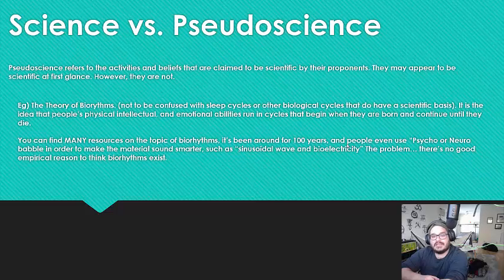So pseudoscience refers to the activities and beliefs that are claimed to be scientific by the proponents. They may appear to be scientific at first glance, however, they are not. So, for example, the theory of biorhythms, and this is not to be confused with sleep cycles or other biological cycles that do have a scientific basis. The circadian rhythm is a scientifically proven phenomenon. It is the idea, this theory of biorhythms, is the idea that people's physical, intellectual, and emotional abilities run in cycles that begin when they are born and continue until they die. It's got no scientific basis to it whatsoever.